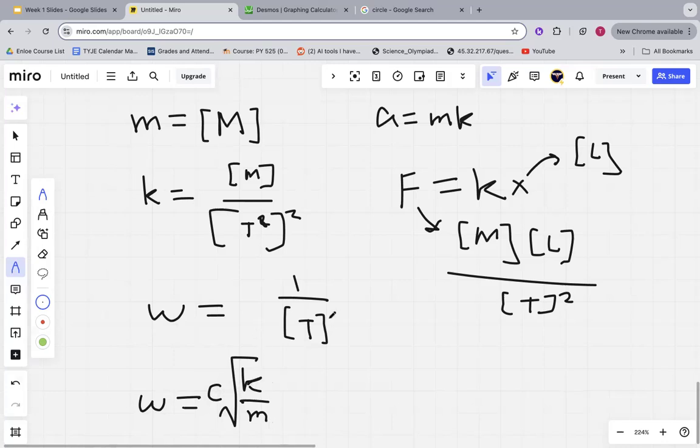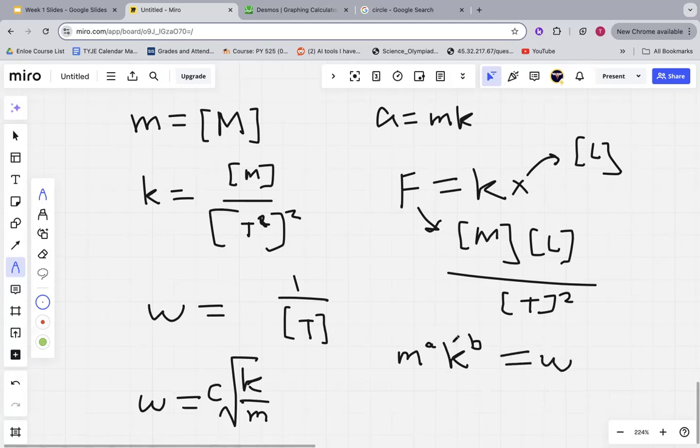Now, if you have a complicated dimensional analysis question, what you should do is just write out the units of everything that you want, right? So let's say you want to solve for omega. You should write m to the power of a, k to the power of b, where a and b are just numbers, rational numbers, okay? And so what you do is then you plug in the units for m and the units for k. And then you also plug in the units for omega on the other side.